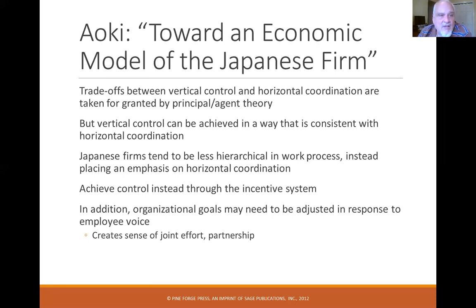So basically, Okoye talks about the trade-offs between vertical control and horizontal coordination. You can get vertical control, but it needs to be consistent with this, sideways. Japanese firms tend to be less hierarchical in work process and place an emphasis on horizontal. They achieve control instead through an incentive system. So here we start to see really important incentivization of work.